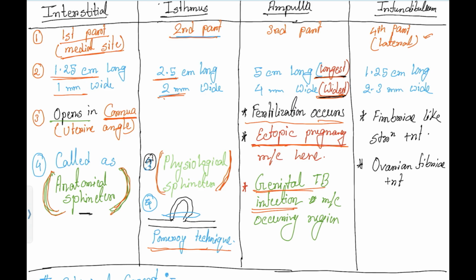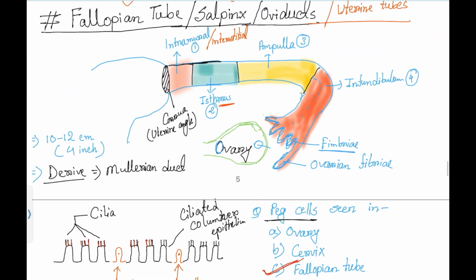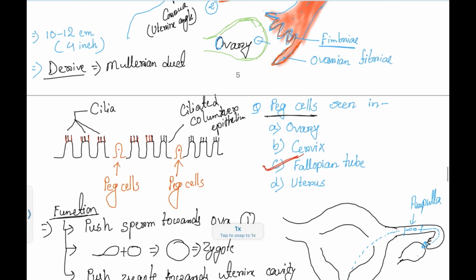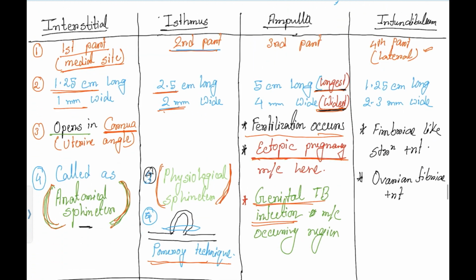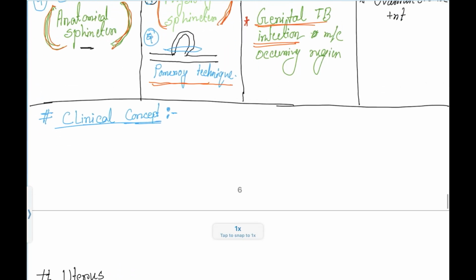Now coming to your infundibulum, that is the fourth part. Here in this infundibular portion, small projection-like structures are present, called fimbriae. Among these small projections, one large, long projection is there, called the ovarian fimbria. What is the function of this ovarian fimbria? It will take up the secondary oocyte, that is ova, and send it towards your ampulla region for making the zygote. So these are all the parts of your fallopian tube.